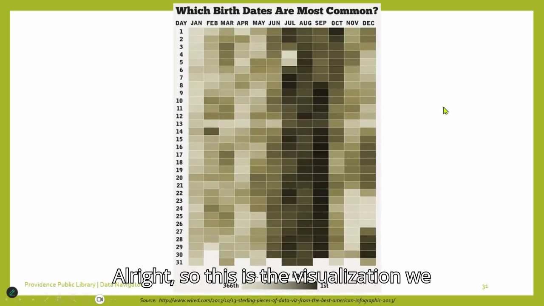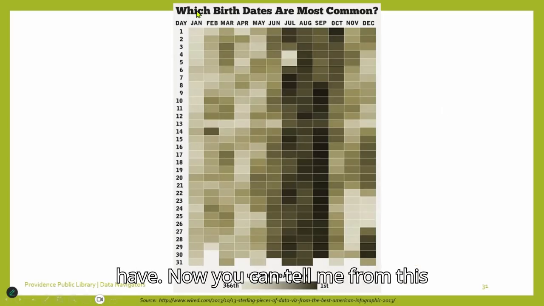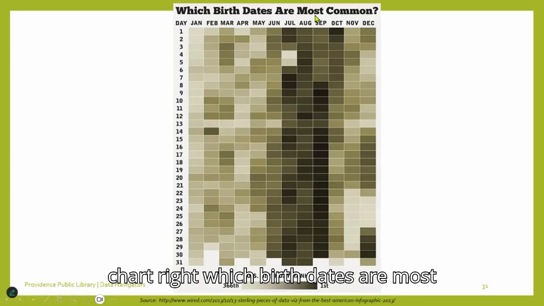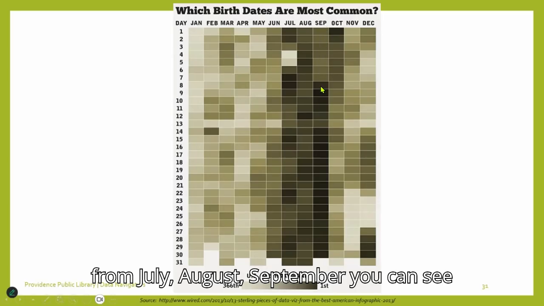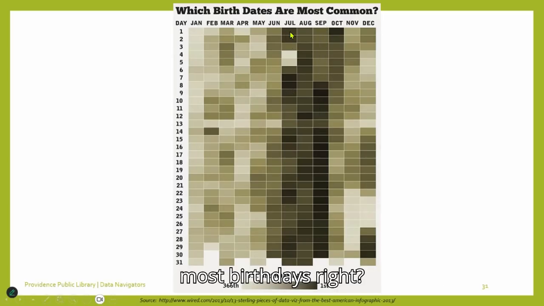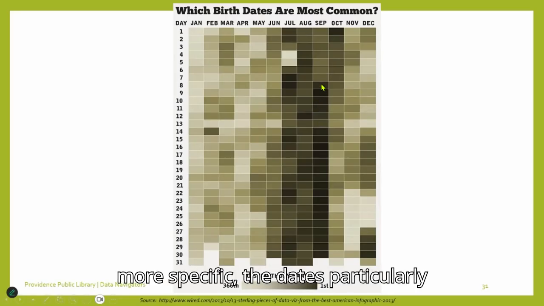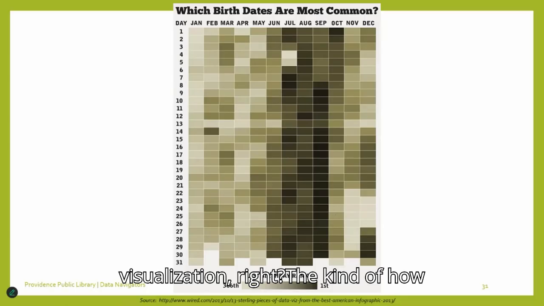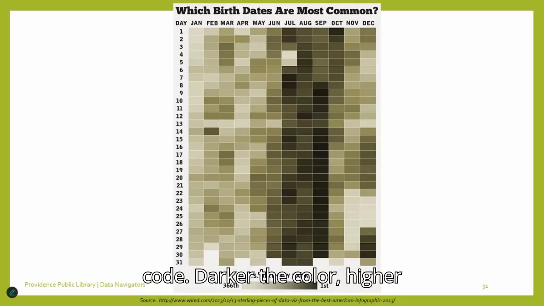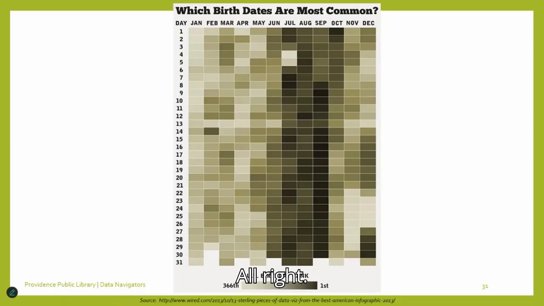All right. So this is the visualization we have. Now you can tell me from this chart, which birth dates are most common in the US? You can see here from July, August, September, most birthdays, or darkly shaded. If you want to be more specific with the dates, particularly September 8 to 30, most birthdays. So this is one visualization, a kind of visual. How are they presenting that? With the color code. The darker the color, the higher the number of birthday babies, right? All right.